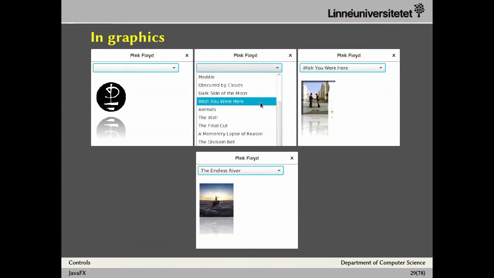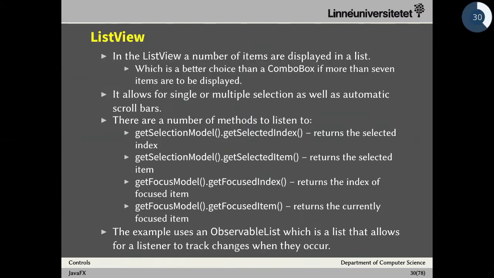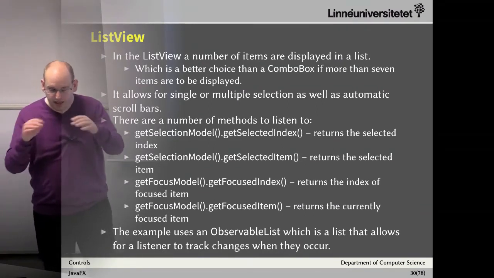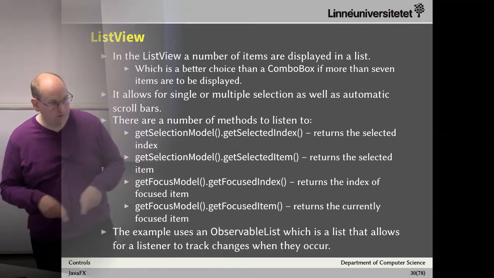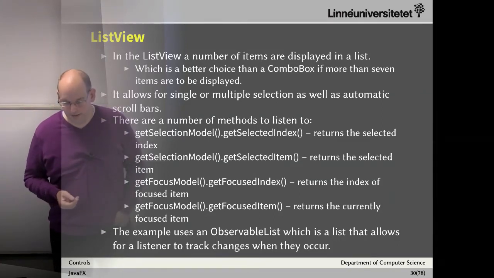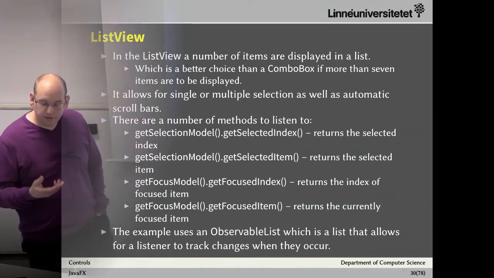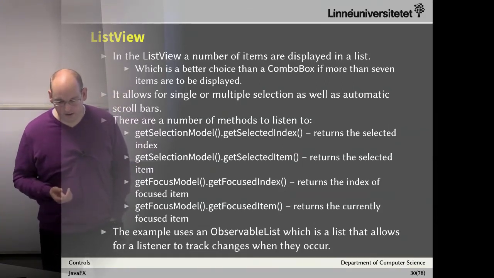And it's great too. Fairly easy to work with, and that's the idea with these controls. They shouldn't be too complicated to use really, because you want them in your programs. However, if you have too many things to choose from, a combo box could be cumbersome, and then a list view, a box with a scroll bar, is a lot better. It also gives you more control for multiple selection and stuff like that as well.